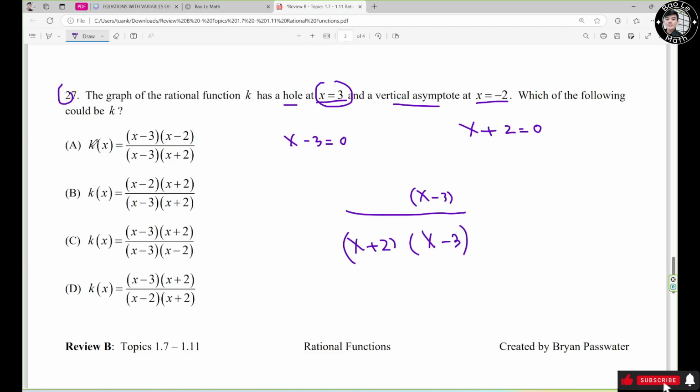Okay, now we're going to check. We have a hole s minus 3. This could be right. This one wrong, right? This one has the hole s equals 3 right here, but this one doesn't have the vertical asymptote s equals negative 2, right? This is s plus 2, but this one s minus 2. So this one wrong. Now this one doesn't have a hole s equals 3, right? So this one wrong. So only A is correct.